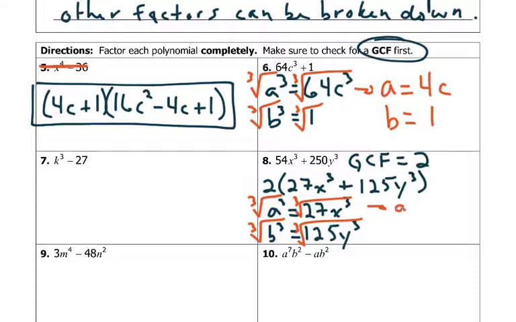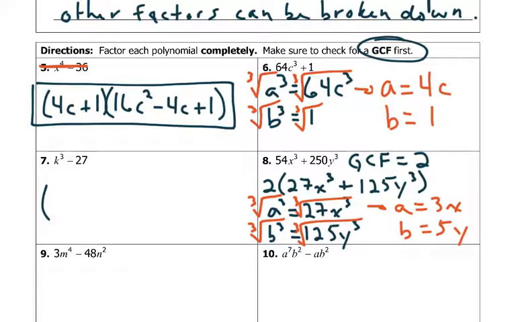So, therefore, A equals cube root of 27 is 3. Cube root of x cubed is x. B, cube root of 125 is 5. Cube root of y cubed is y. So now we have A and B. We need to plug that back into the equation.